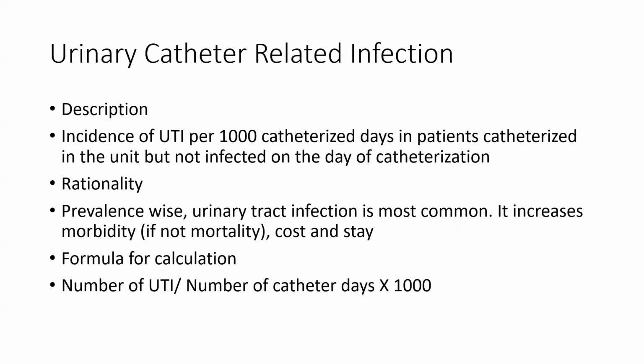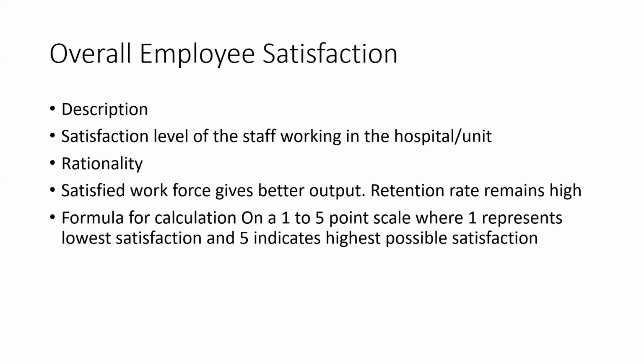Now the next is urinary catheter related infection. Description: incidence of UTI per 1000 catheterized days in a patient catheterized in the unit but not infected on the day of catheterization. Rationale: prevalence wise, urinary catheter infection is the most common and it increases morbidity, cost and stay. Formula for calculation: number of UTIs upon number of catheter days, into 1000.